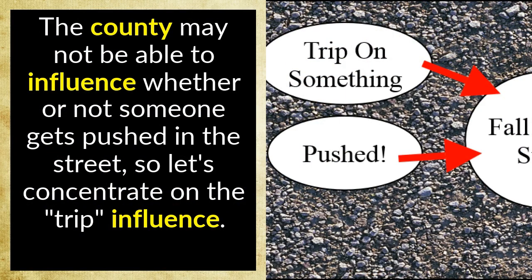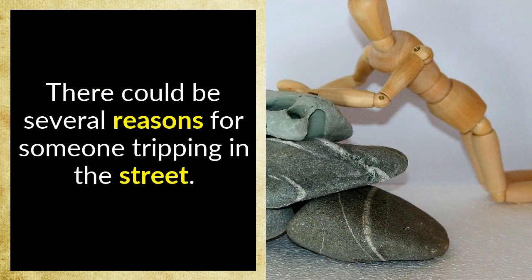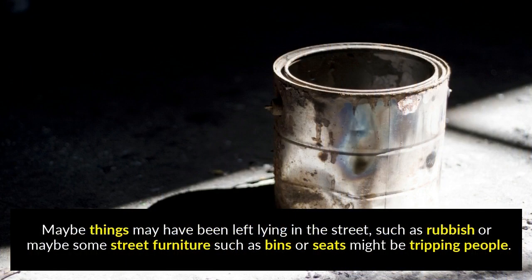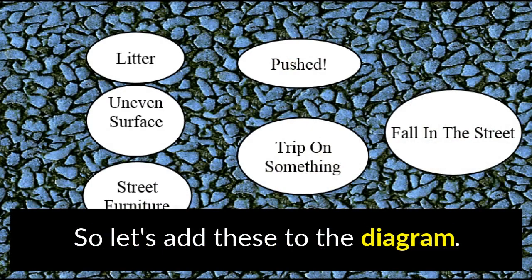The county may not be able to influence whether or not someone gets pushed in the street, so let's concentrate on the trip influence. There could be several reasons for someone tripping in the street. For instance, the surface of the pavement or walkway might be uneven. Maybe things have been left lying in the street, such as rubbish, or maybe some street furniture such as bins or seats might be tripping people. So let's add these to the diagram.